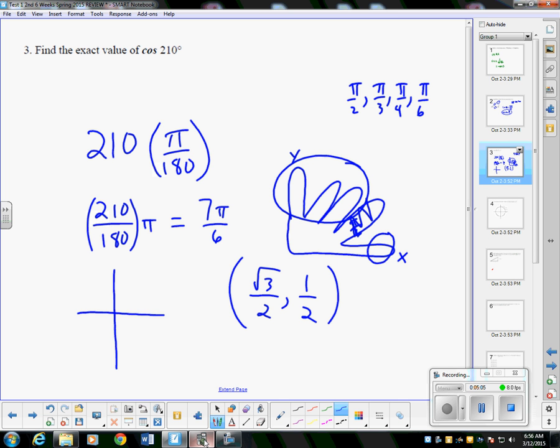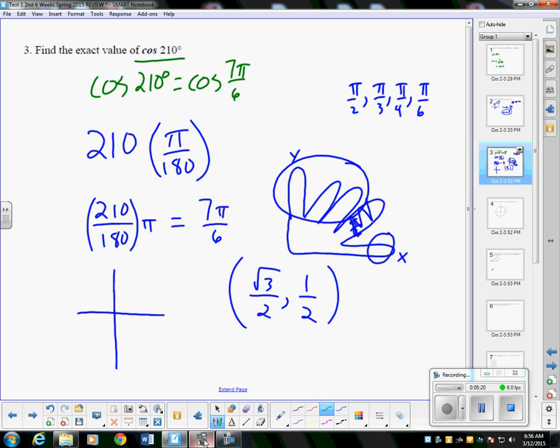By the way, cosine, let's go ahead and start solving this. The cosine of 210 degrees is the same thing as the cosine of 7 pi over 6. These angles are identical to each other.